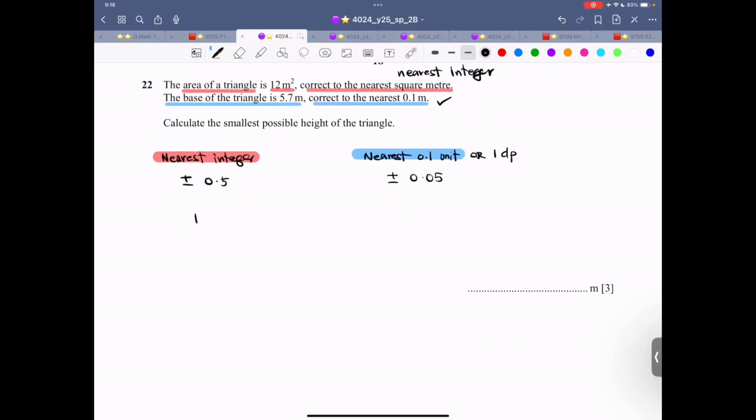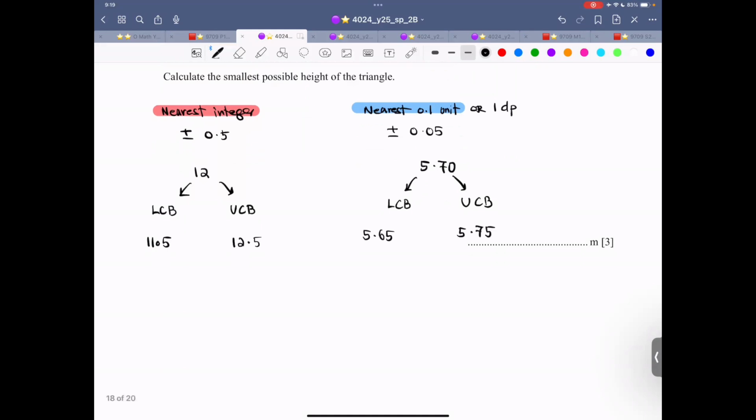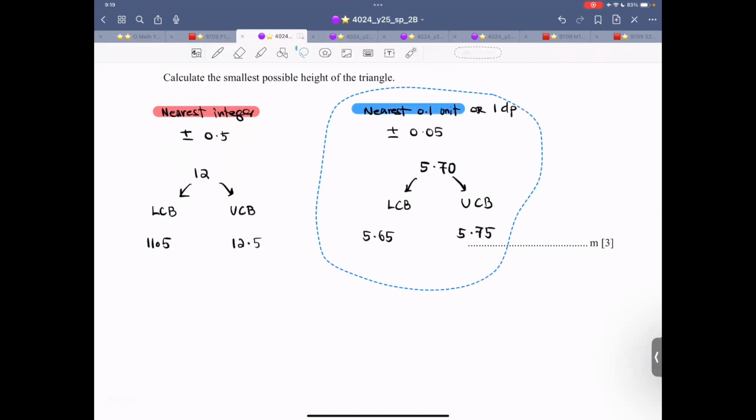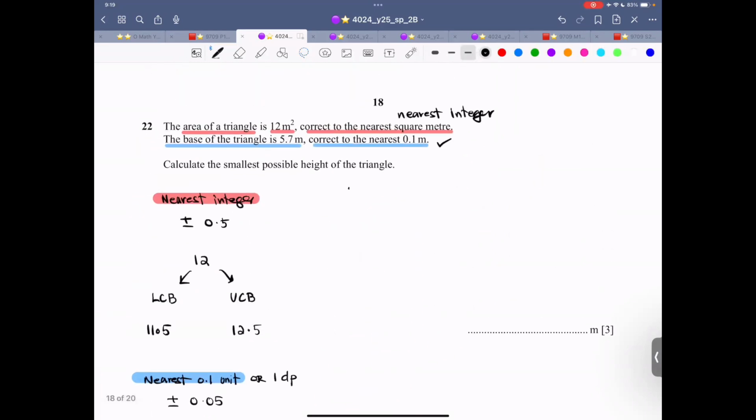So we have 12, the lower class boundary versus the upper class boundary. Over here, 5.7, lower class boundary plus the upper class boundary. So 12 minus 0.5 is 11.5, 12 plus 0.5 is 12.5. Write 5.70 this way, so it's easier to think. That is 5.65 and this is 5.75. So now make sure that you write on one side comfortably like this. So far, so good.